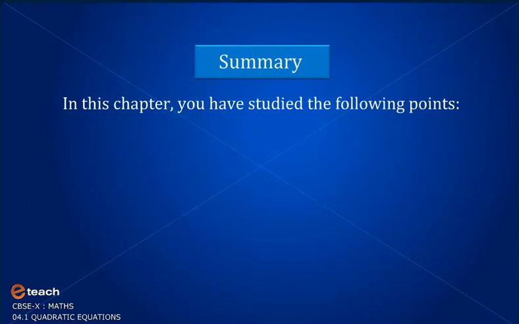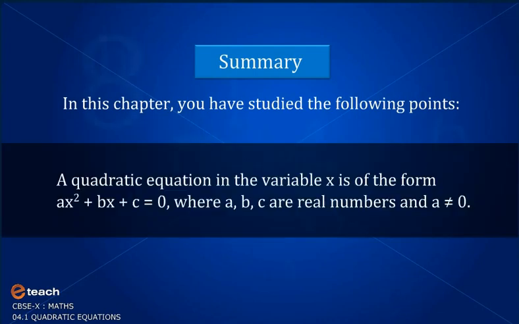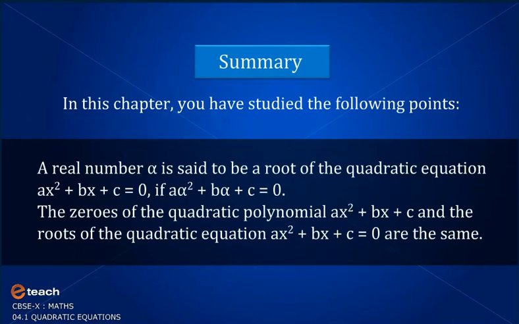Summary. In this chapter, you have studied the following points. 1. A quadratic equation in the variable x is of the form ax square plus bx plus c is equal to 0, where a, b and c are real numbers and a is not equal to 0. 2. A real number alpha is said to be a root of the quadratic equation ax square plus bx plus c is equal to 0 if a alpha square plus b alpha plus c is equal to 0. The zeros of the quadratic polynomial ax square plus bx plus c and the roots of the quadratic equation ax square plus bx plus c is equal to 0 are the same.